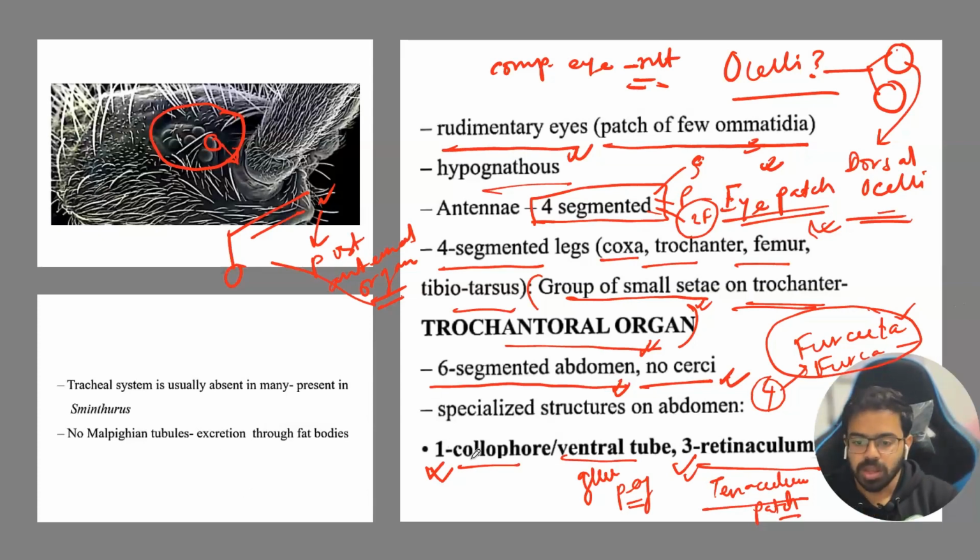As I say, the colophore or ventral tube or glue peg, you know this because this is an organ of adhesion. Some authorities say it is an organ of respiration. Some authorities say it is an organ of water absorption. Different types of functions are reported for this particular colophore.